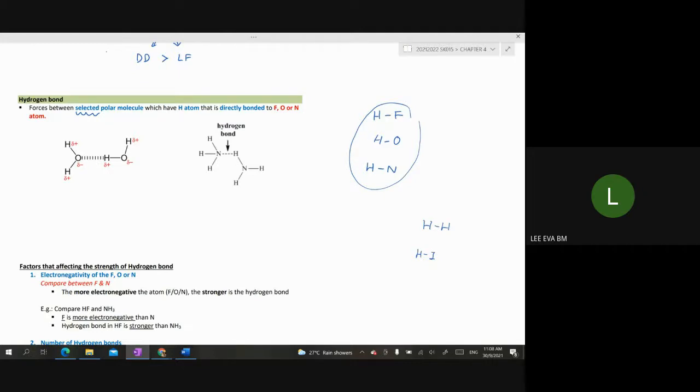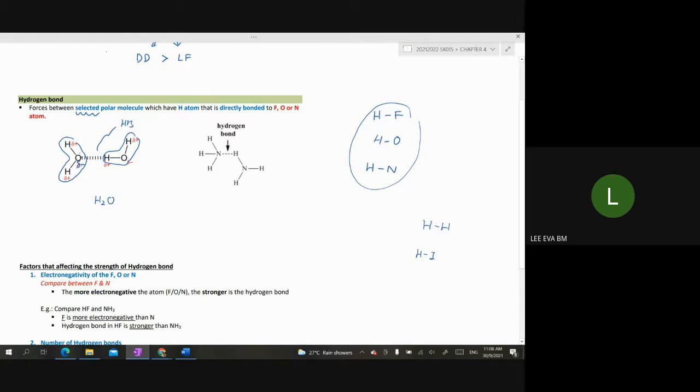Given the example at the bottom here, we have H2O. Again, what we say is intermolecular forces between two molecules of water. We have the delta negative oxygen. If you still remember, oxygen has two lone pairs. One of the lone pairs will make the hydrogen bond with the delta positive hydrogen of another molecule. This is what we call the hydrogen bond.